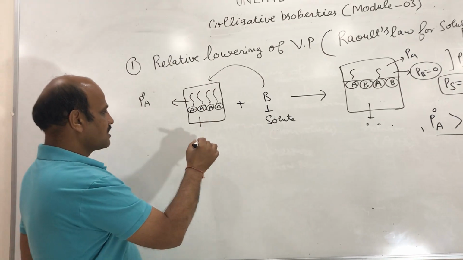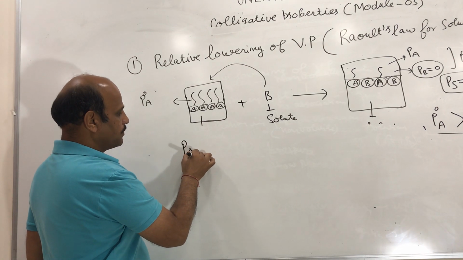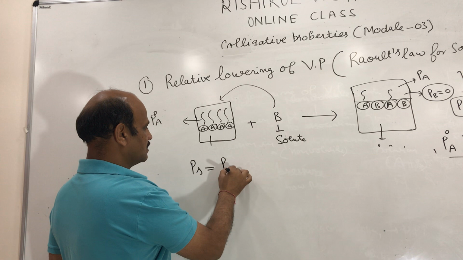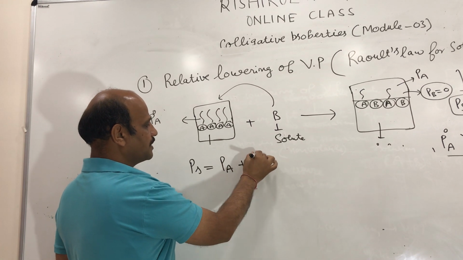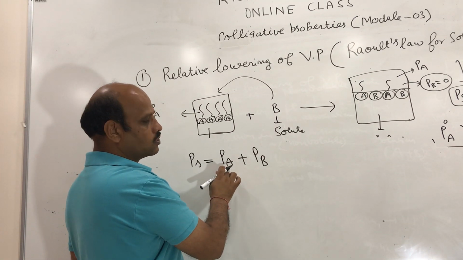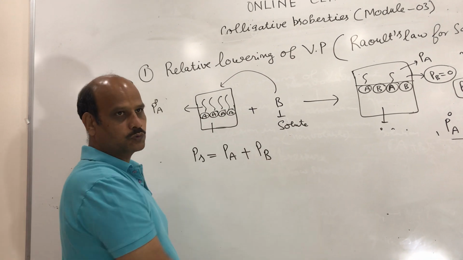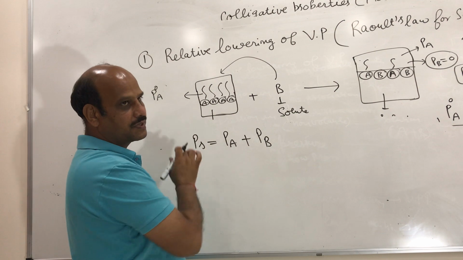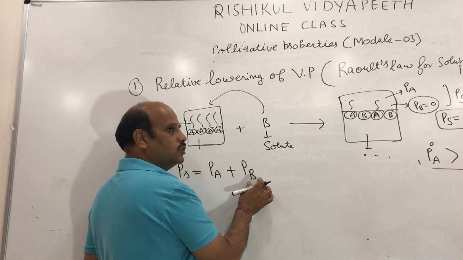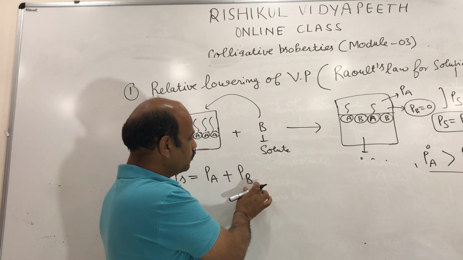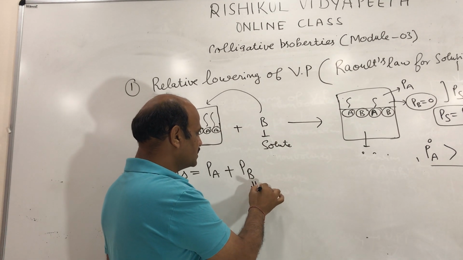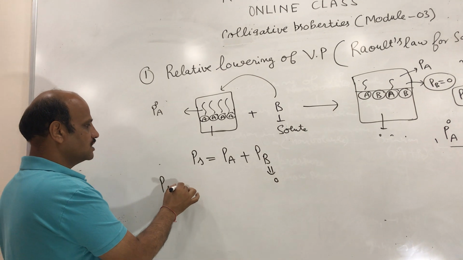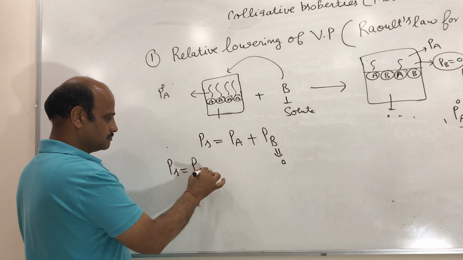Now take here, we know vapor pressure of solution is the sum of vapor pressure of two components, solvent as well as solute. And solvent is volatile, it shows vapor pressure. Solute is non-volatile, so it does not show vapor pressure, or you can say it has a zero vapor pressure. So we can say PS is equal to PA.